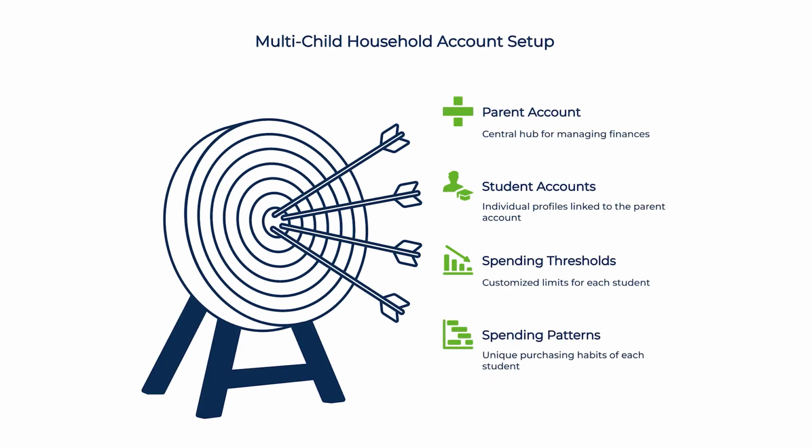Let's talk multi-child households. A practical setup looks like this: one parent account, both students linked, individual thresholds tuned to each pattern. If your high schooler buys breakfast and lunch, a higher threshold makes sense. If your third grader buys only lunch, a smaller buffer is fine. The dashboard keeps all of this visible without extra clicks.